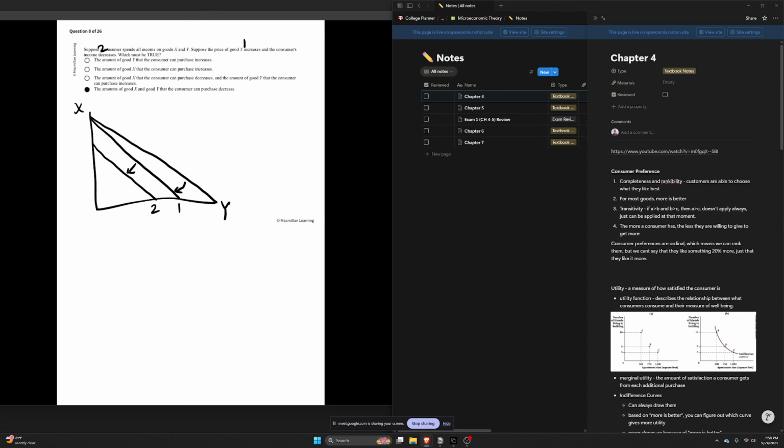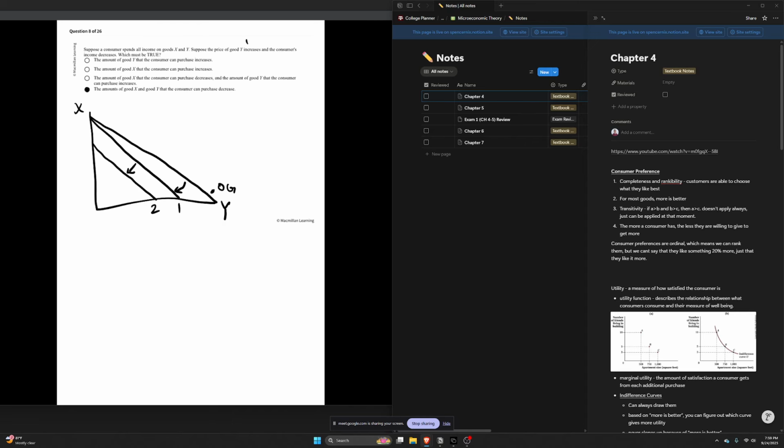All right. So suppose a consumer spends all income on goods X and Y. Suppose that the price of good Y increases and the consumer's income decreases, which must be true? Okay. So this is our original one. This one is OG.